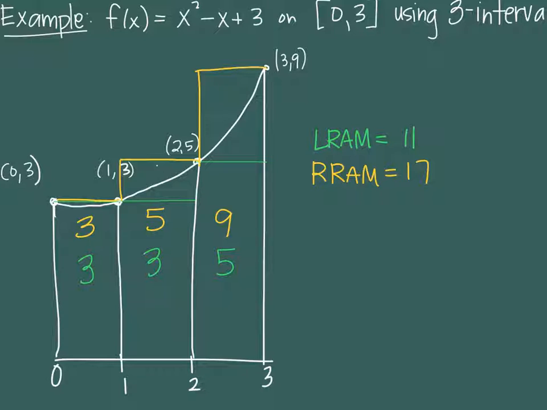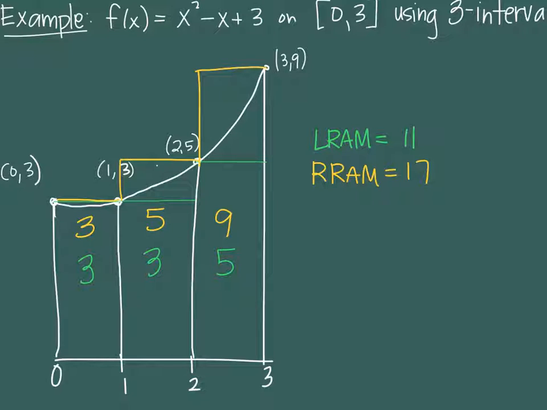Can you say what you said again about the increasing and decreasing functions? If it's an increasing function, or for a majority it's an increasing function, LRAM will always underestimate, and RRAM will always overestimate. If it is a decreasing function, then that will be the reverse. For a decreasing function, LRAM will always overestimate because the left side of the interval will always be higher, therefore leading to an LRAM that's higher.